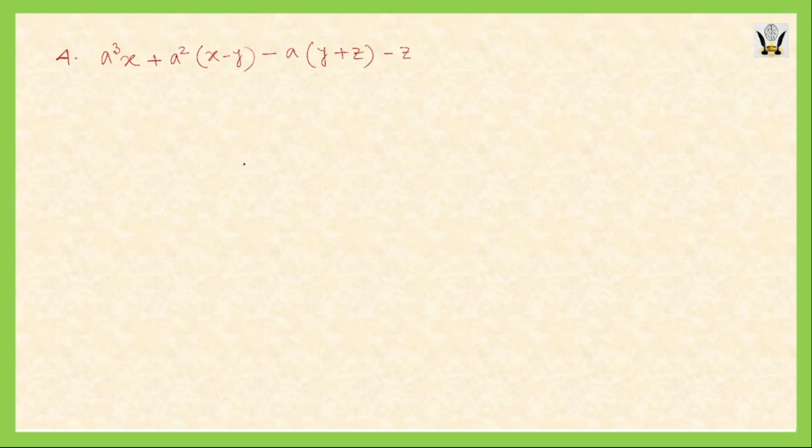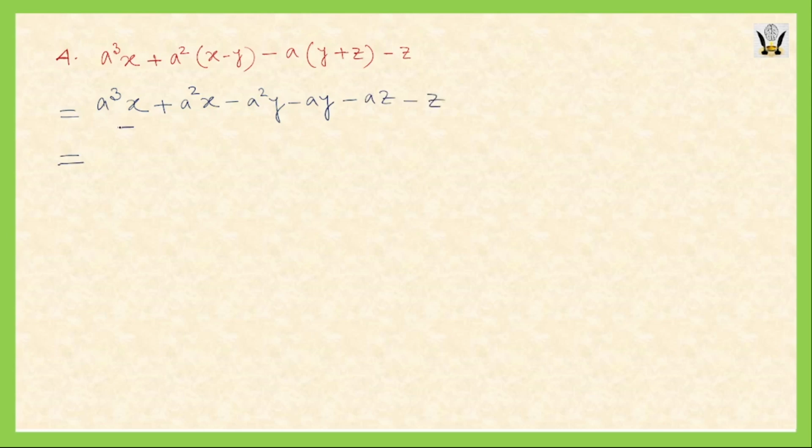Next we will simplify, or factorize, this algebraic expression. So if we now further expand this algebraic expression, we will have in the first term, as it is, aqx, then from the second term we will have a square x, then we will have a square y, then from this term we will have minus ay and then minus az, right? And then from here we will have minus z.